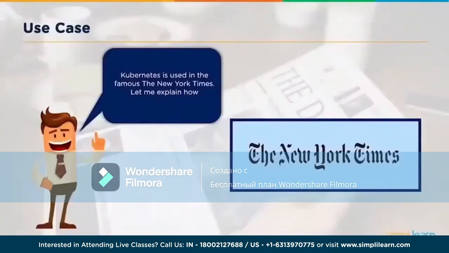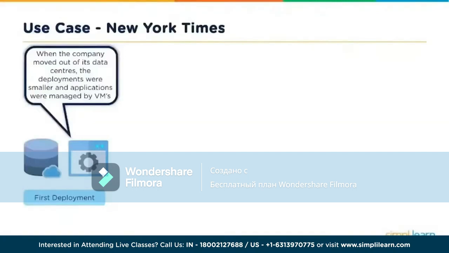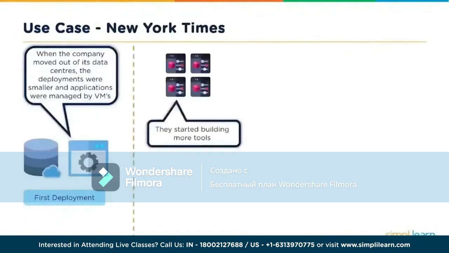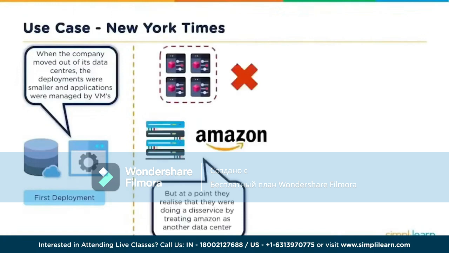In this example, we're going to look at the New York Times and how they use Kubernetes to solve a problem that their IT department was struggling with. So when the New York Times started working out of their data centers, their actual deployments were small and the applications were managed across VMs. But the problem is that as the New York Times became more of a digital company, they started building more digital solutions. And at some point, they realized that what they needed to do was to embrace the cloud and move all their solutions to the cloud.